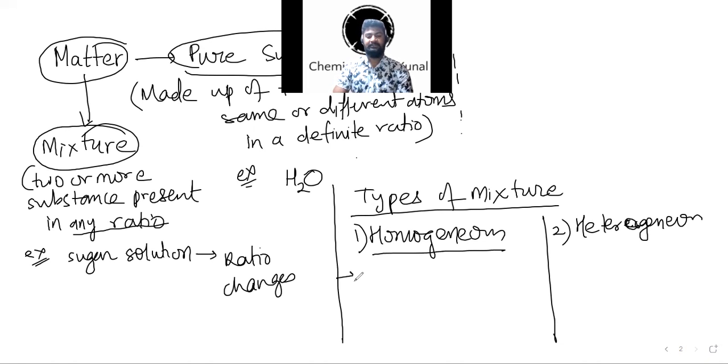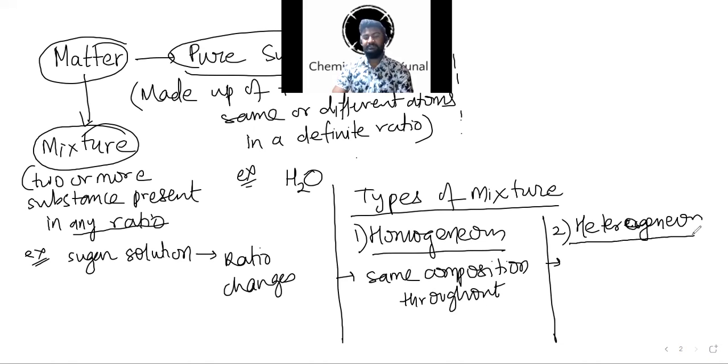What is a homogeneous mixture? It's a mixture which has the same composition throughout. Like for example, sugar solution. When you add sugar in water, after it is thoroughly mixed, we can never understand where the sugar went. What is a heterogeneous mixture? It's a mixture in which the compositions are different. The components can actually be seen. One has uniform composition, the other has non-uniform composition.